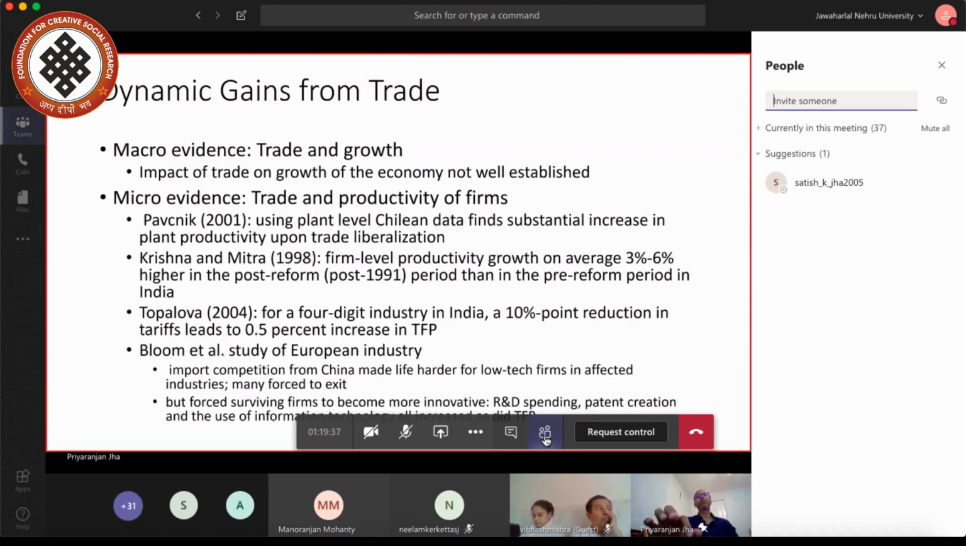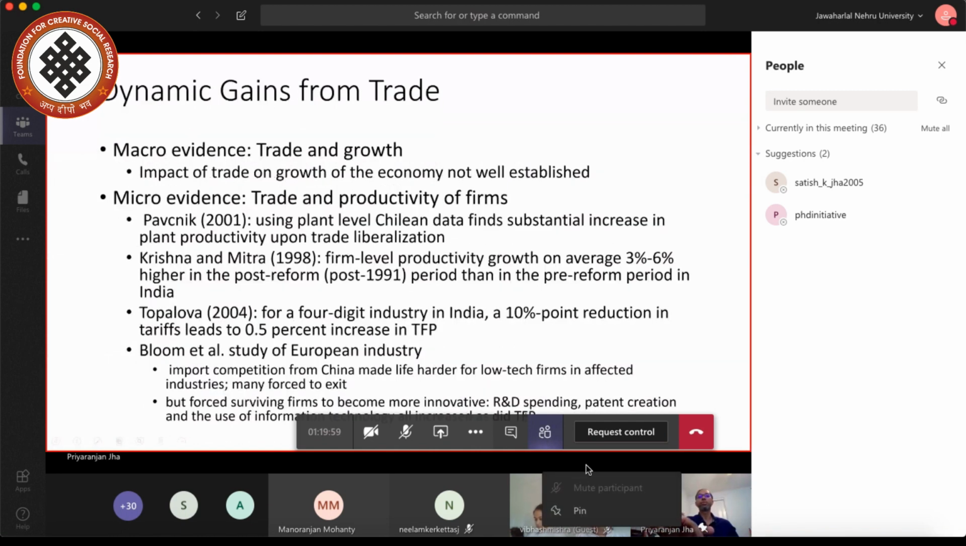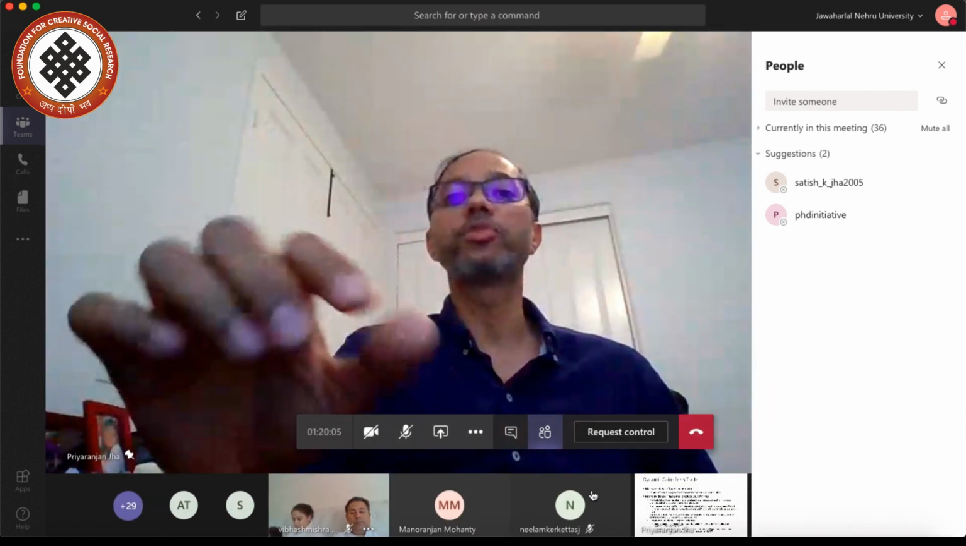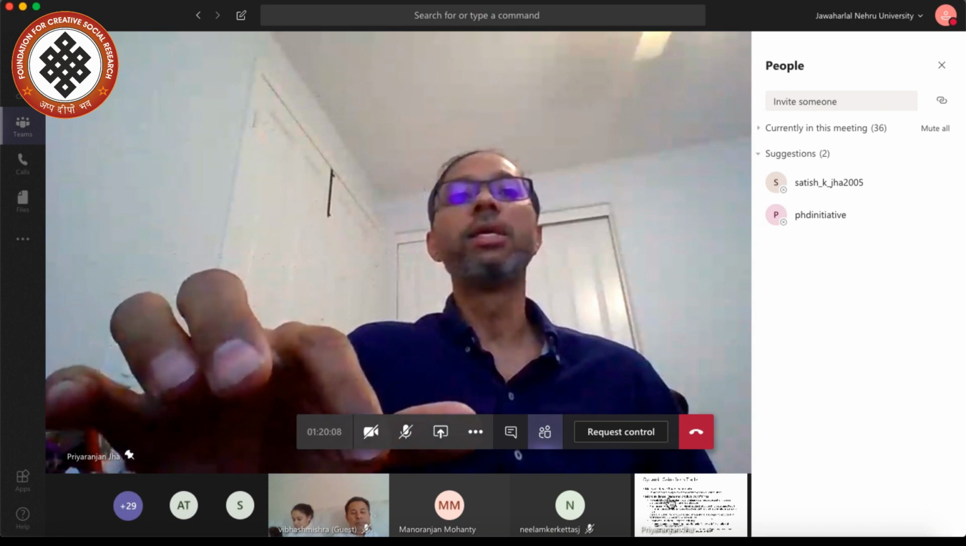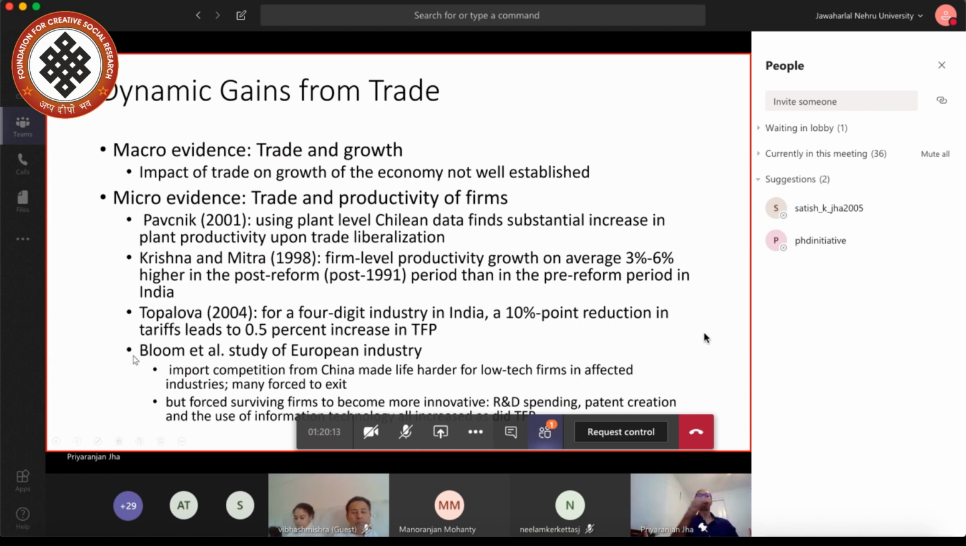And so Topalova finds that reduction in tariffs increases TFP growth, and this ties in with the paper that I was talking about earlier about India, the Khandelwal, Pavcnik, and Topalova paper, where firms gain by having access to a larger number of varieties. So these two papers are kind of similar: reduction in tariffs allows firms to import more, and as a result, their productivity improves. Okay, there's a more recent study by Nick Bloom and his co-authors.